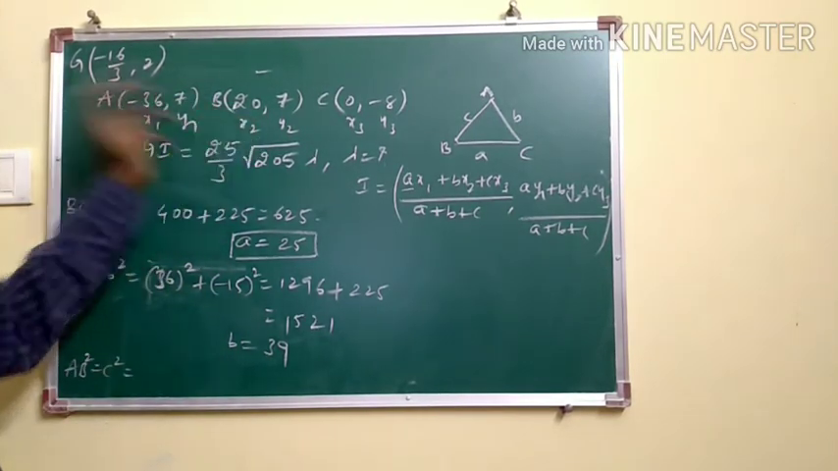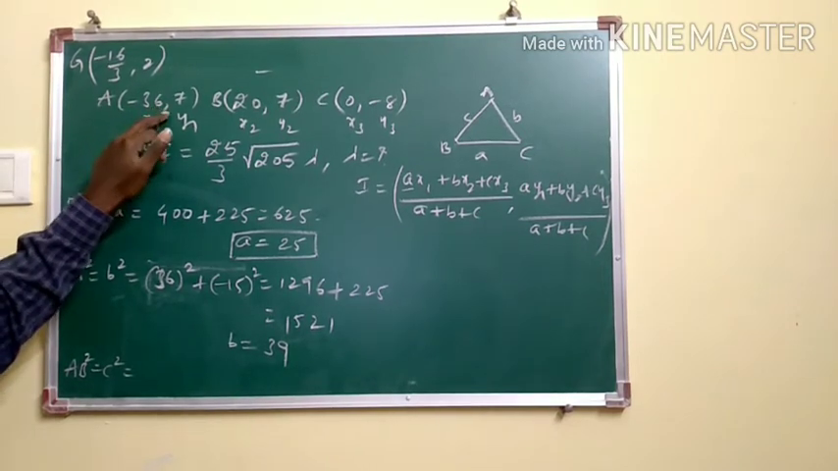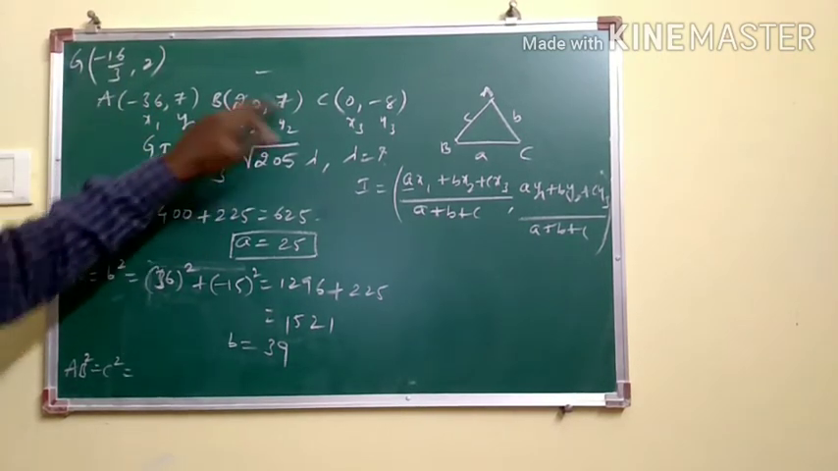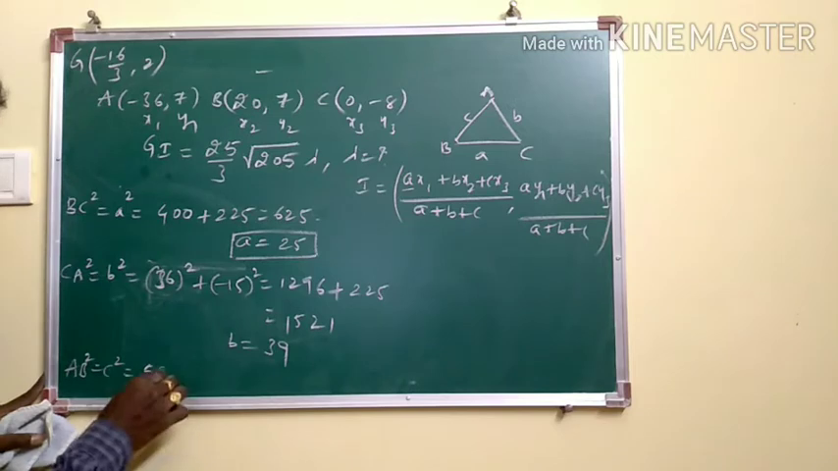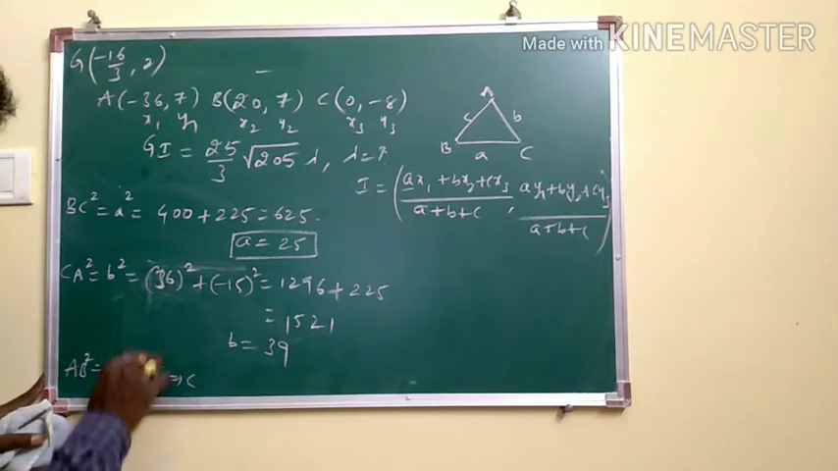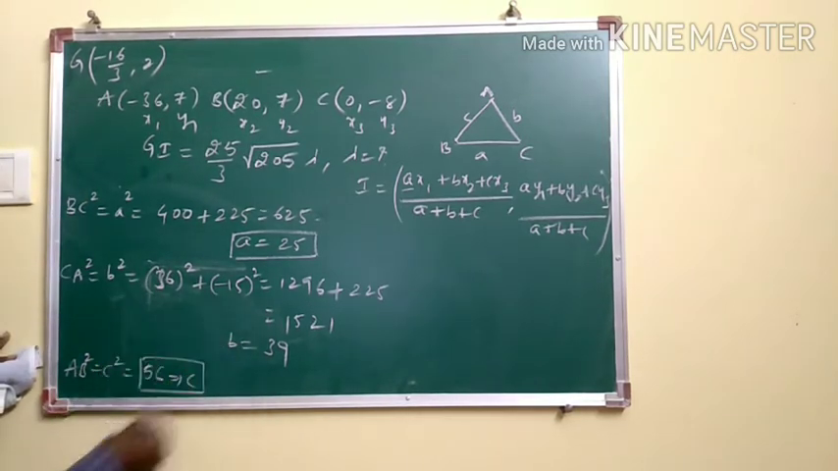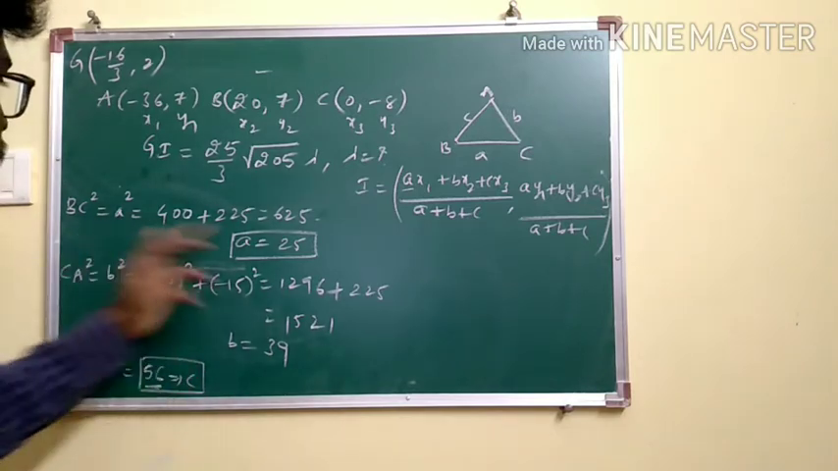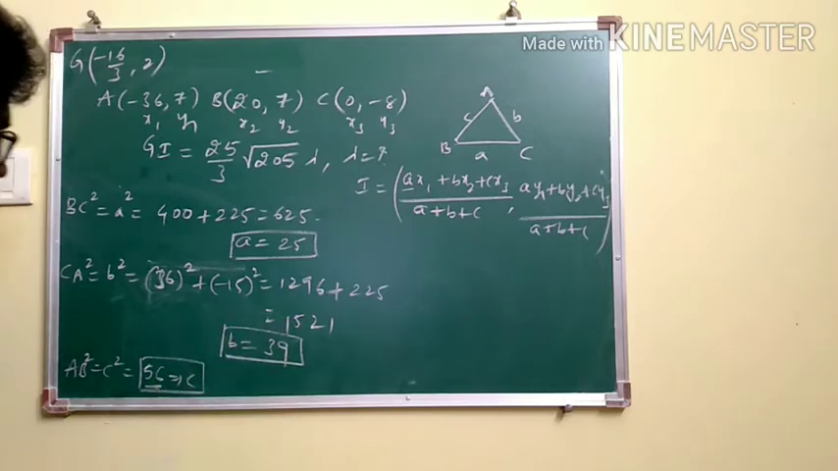20 minus of minus 36, in the sense 20 plus 36. Okay, that is 56 square. 7 minus 7 is 0, means you are getting directly 56 as the C value. C is going to be 56, because we are getting C square is equal to 56 square, so that we are getting C is equal to 56, and hence A is 25, B is 39, and C is 56.